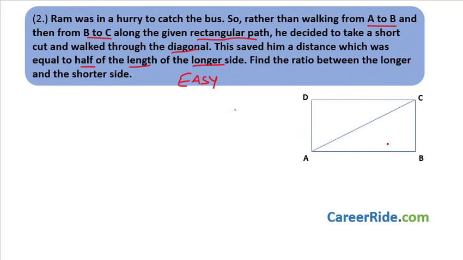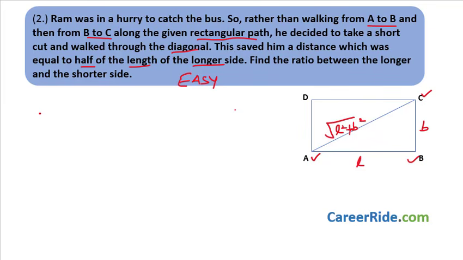This is a rectangular path that we see here in the diagram, A, B, C, D, and the longer side is L, the shorter side is B. And rather than walking from A to B and then from B to C, Ram takes the shorter distance, that is A to C, that is the diagonal. What is the diagonal of a rectangle? That we already know. By Pythagoras theorem, it is square root of L square plus B square. This is a simple application of Pythagoras theorem.